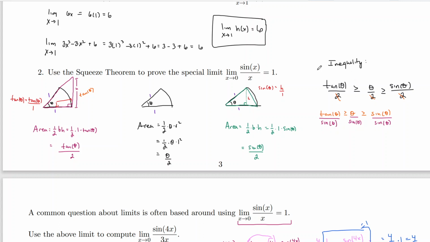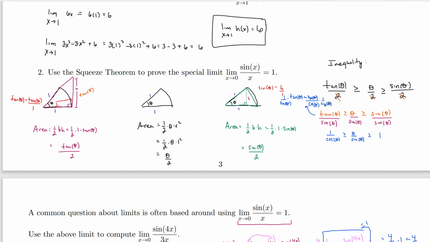Then what do I have? Well, tangent of theta over sine of theta, you can simplify. Let's just do it very, very quickly. Tangent of theta equals sine of theta over cosine of theta. Now, if I want to divide this by sine of theta, I can think about it as multiplying by 1 over sine of theta. So the sine of thetas cancel, and I get 1 over cosine of theta. So this is just 1 over cosine of theta is greater than or equal to theta over sine of theta, which is greater than or equal to sine of theta over theta, which is just 1.